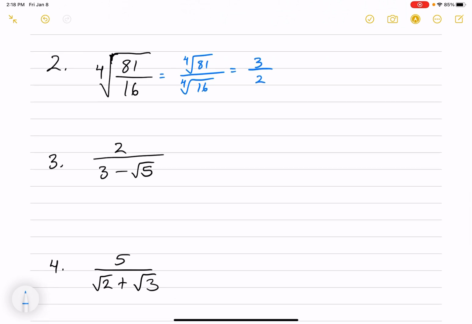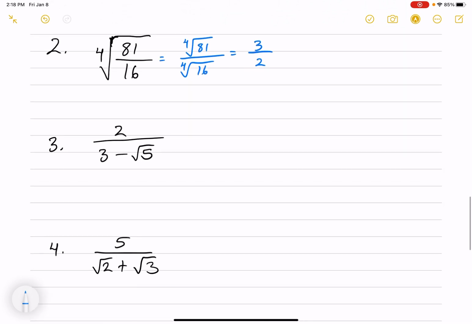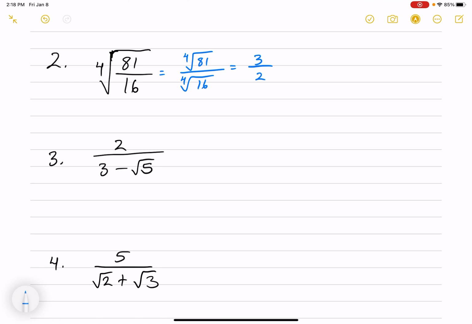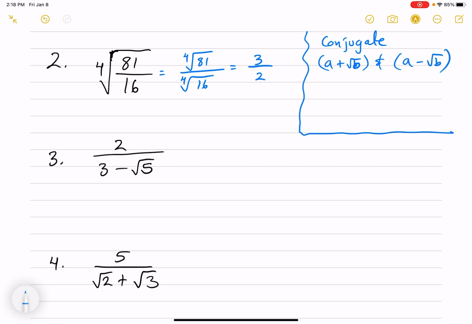Okay, to simplify the next set of problems, the ones that look like this, again, we don't want radicals on the denominator. There's something interesting about the way we do these ones. In order for us to do that, we need to first define what a conjugate is. So if you have something that looks like this, the conjugate, it's this. It's exactly the same numbers, but with a negative sign in between. So for example, 3 minus the square root of 5, the conjugate would be 3 plus the square root of 5.